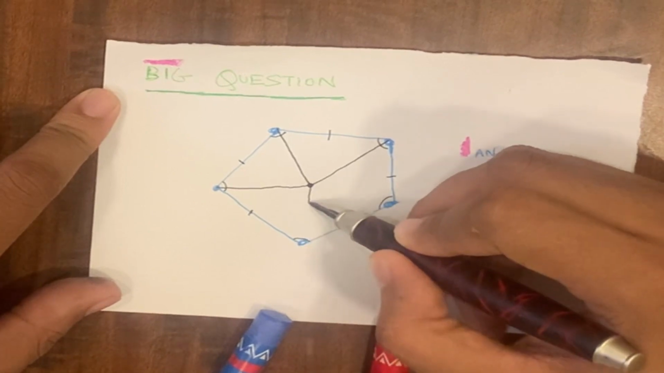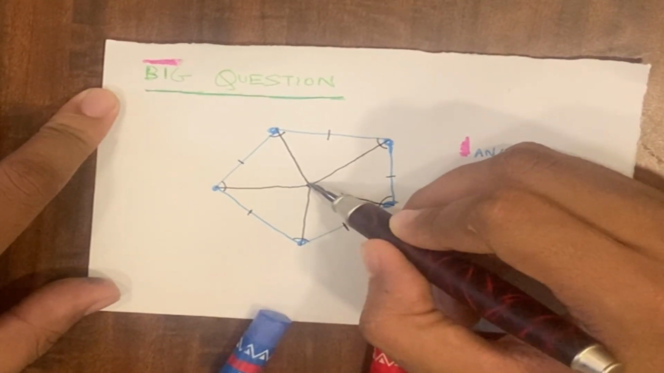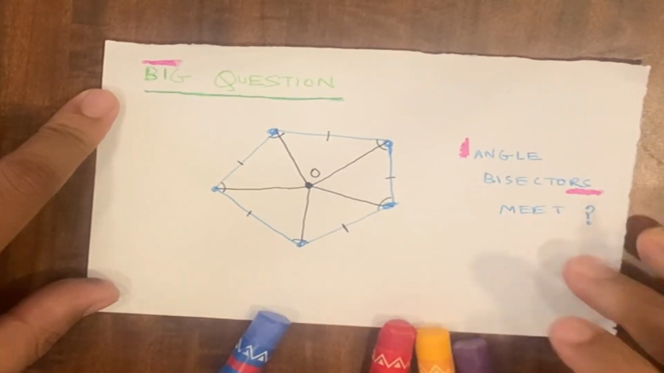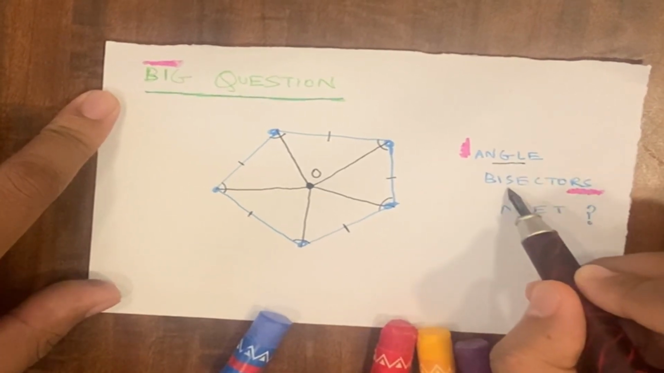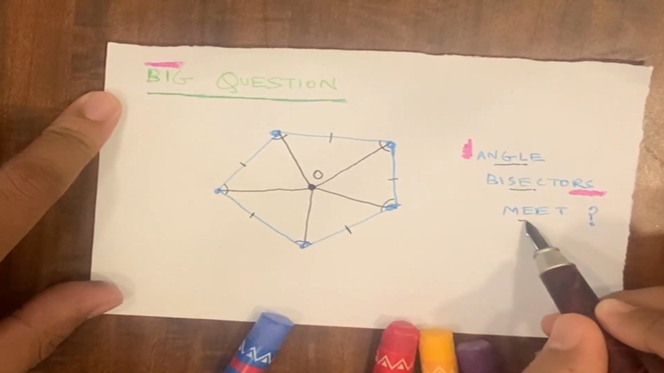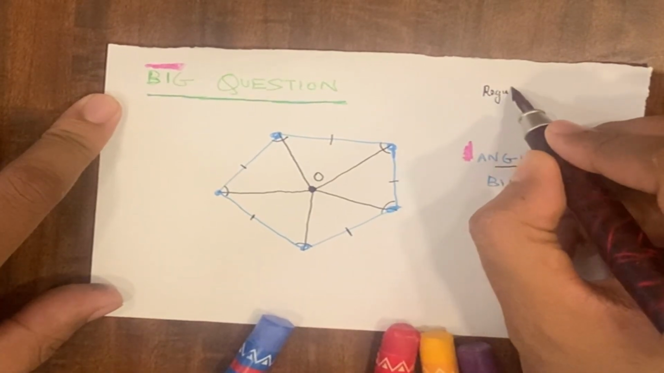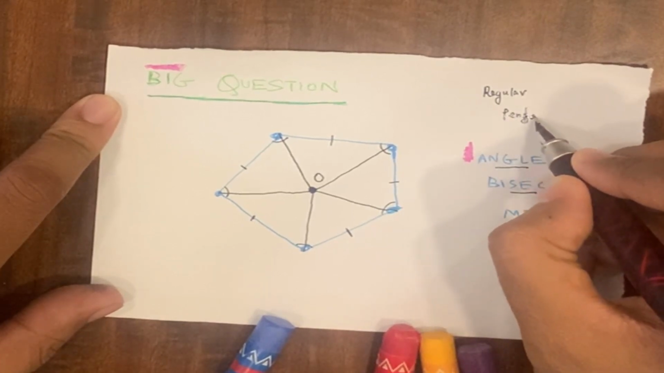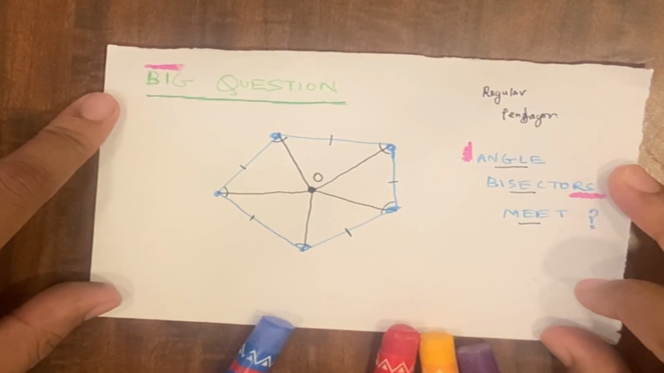Remember, that's true for any triangle. In any triangle, the angle bisectors meet at a single point. My question is, is that true for angle bisectors in a regular pentagon? Regular pentagon. So why don't you pause the video here and give it a try yourself.